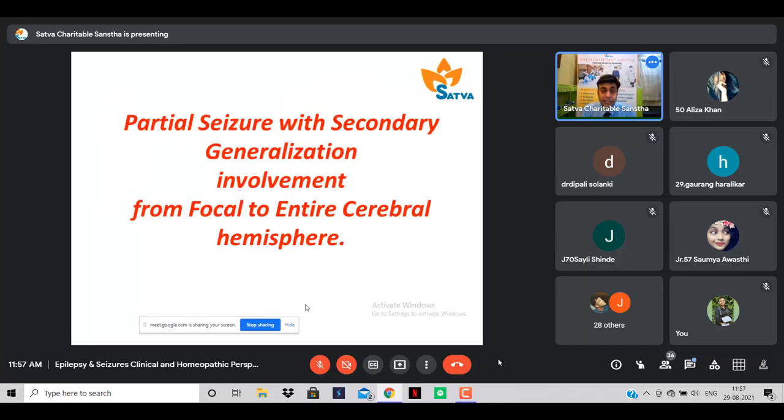And the third category is partial seizure with secondary generalization, where the focal seizure travels to the entire cerebral hemisphere and generalization is seen. So we have almost completed 50% of the seizure disorders. To recap and take home: seizure is a single episode, or there may be multiple episodes, but definitely there is an underlying correctable cause. Epilepsy is the term given to a chronic phenomenon where there are recurrent episodes of convulsions, and eventually you don't come to any concrete cause of the disease. So there is chronicity and recurrence seen in epilepsy.